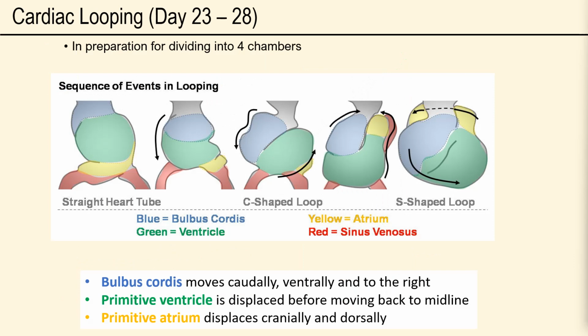Well, cardiac looping is difficult to visualise on a 2D screen, so I've included a 3D animation on Minerva for you to see, a more comprehensive view of what it looks like. But in the meantime, let's just have a look here, and you can view the animation afterwards. Essentially, what happens is the bulbus cordis, or the outflow tract, moves more caudally and displaces the primitive ventricle and the primitive atria. This happens between days 23 to 28, and the outcome of which will result in atria forming the superior chambers and ventricles forming the inferior chambers.